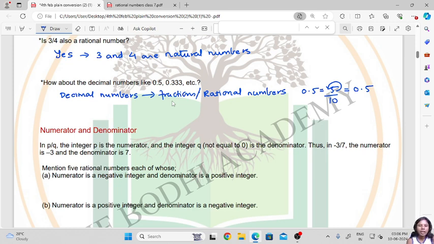Same way, say we have 333 divided by 1000. Here there are 3 zeros in the denominator, so if we shift the decimal thrice, 1, 2, 3, we get 0.333. So this tells us that decimal numbers are also rational numbers. So yes, decimal numbers are also rational numbers.